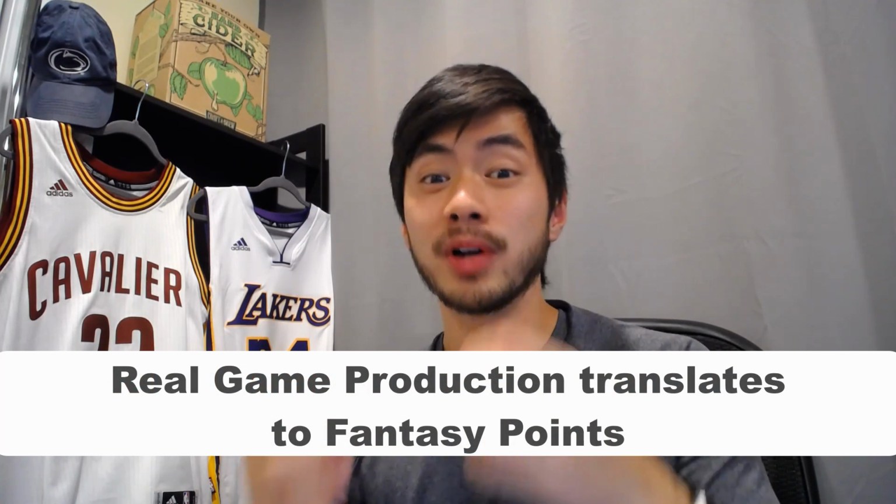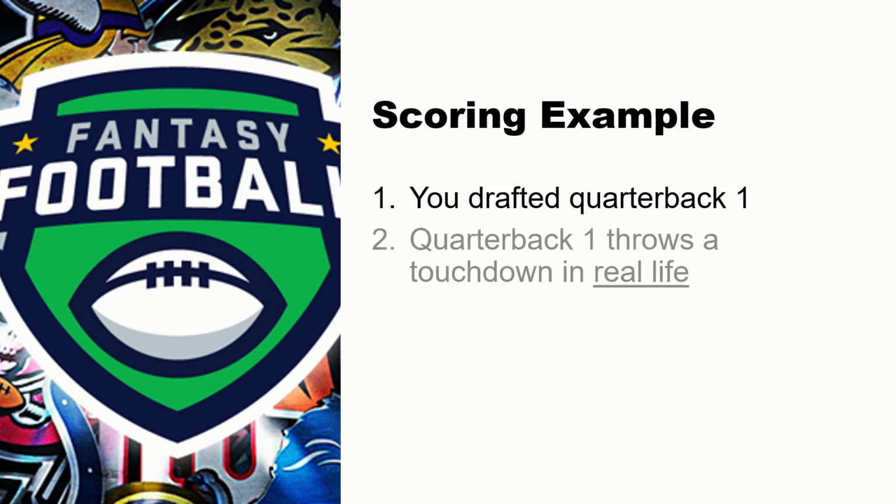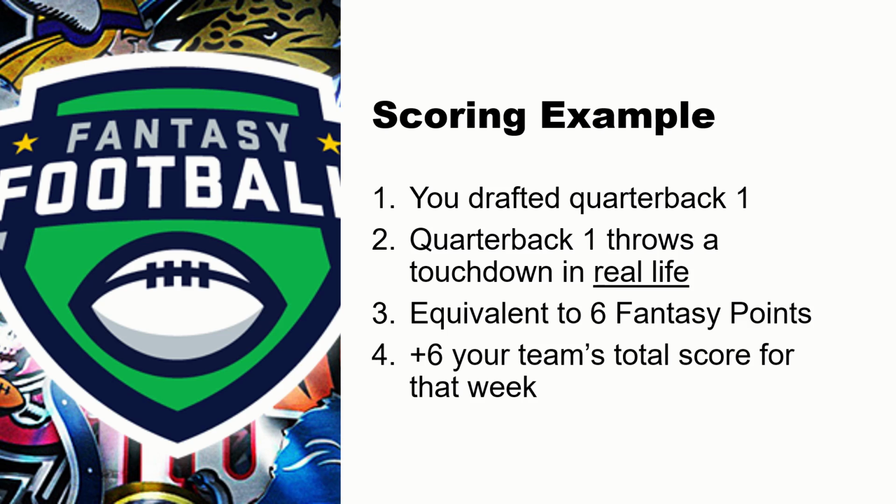So the draft is over and someone has their team. How does a team score points? The answer is by a player's actual in-game production. So let's say a quarterback throws a touchdown in real life. That is translated to a certain number of fantasy points that player scored. Whichever owner picked that player scored that many points.